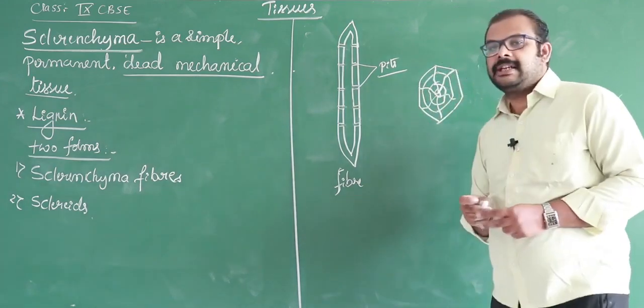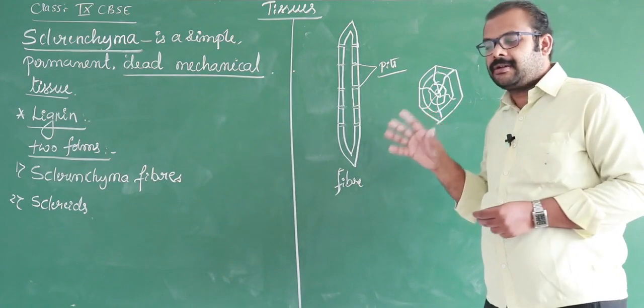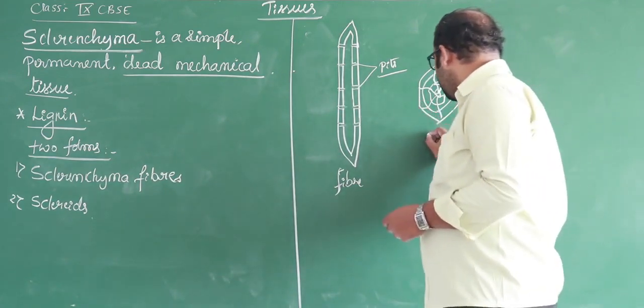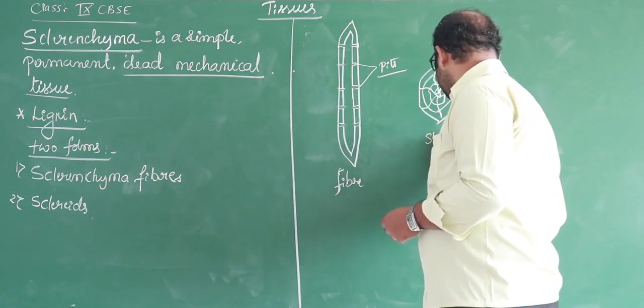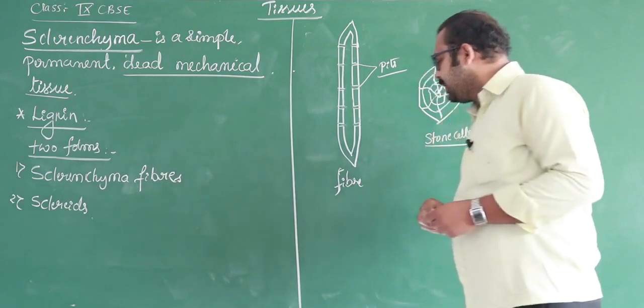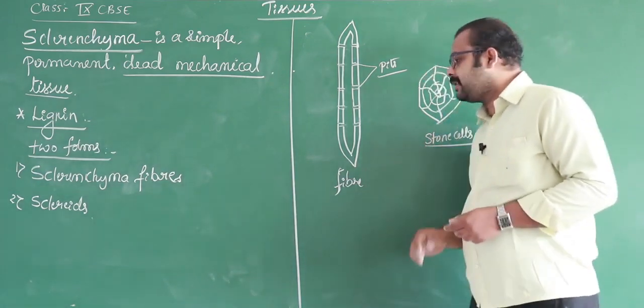These are irregular shaped cells and they are very strong in nature. So that's why these sclereids are also called stone cells. Then where are these fibers and sclereids located?